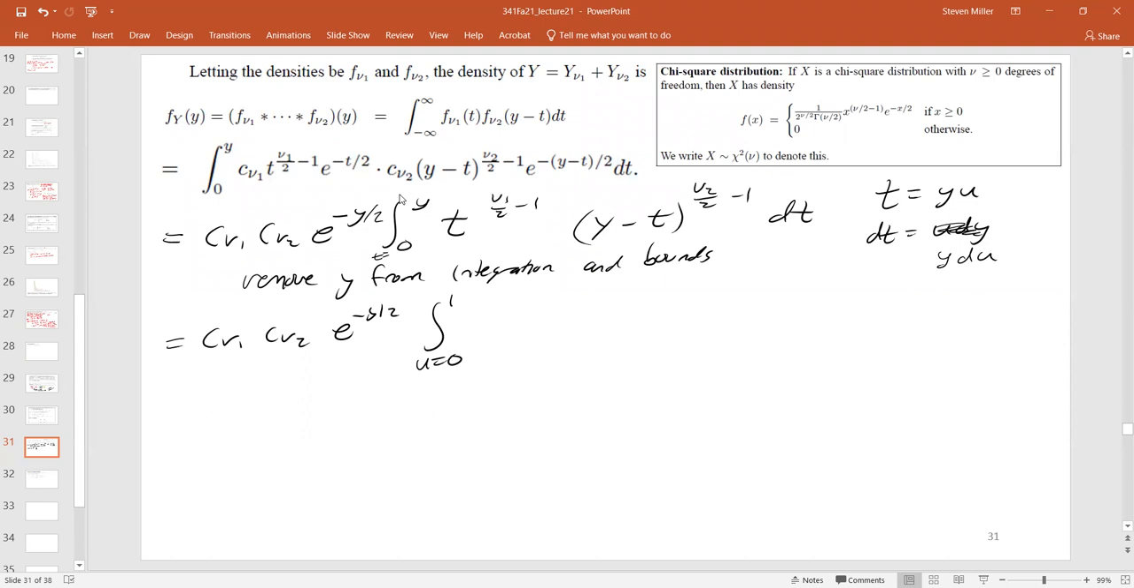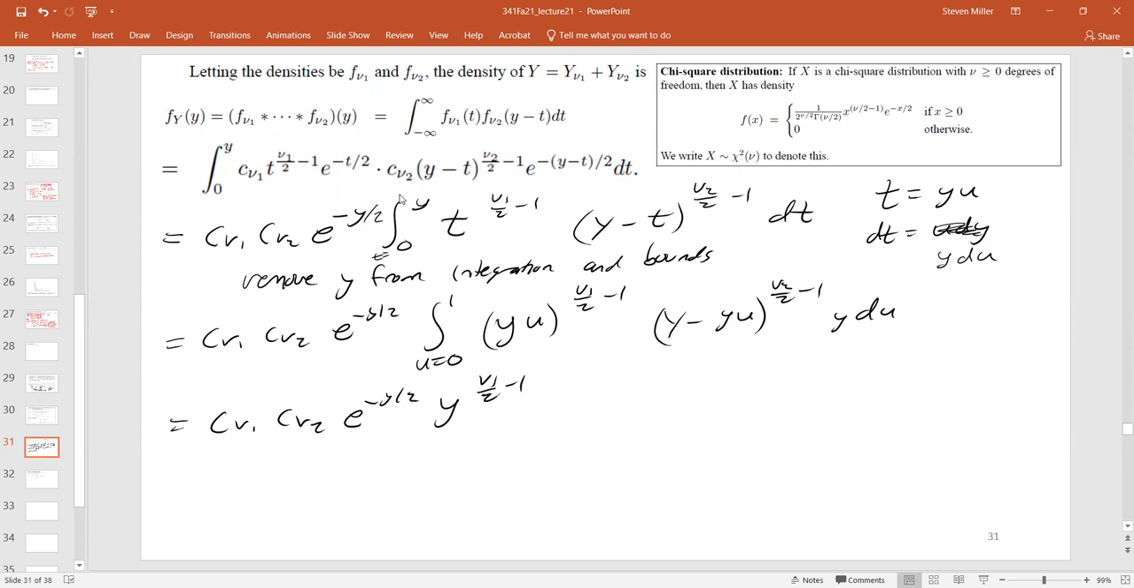Now, t becomes yu to the nu 1 over 2 minus 1. y minus t becomes y minus yu to the nu 2 over 2 minus 1, y du. So c nu 1, c nu 2, e to the negative y halves. I can pull y out from everything. I'll get a y to the nu 1 over 2 minus 1 from the first, plus nu 2 over 2 minus 1 from the second, plus 1 from the y outside the y du. And I'll have an integral u goes from 0 to 1 of u to the nu 1 over 2 minus 1, 1 minus u to the nu 2 over 2 minus 1 du.